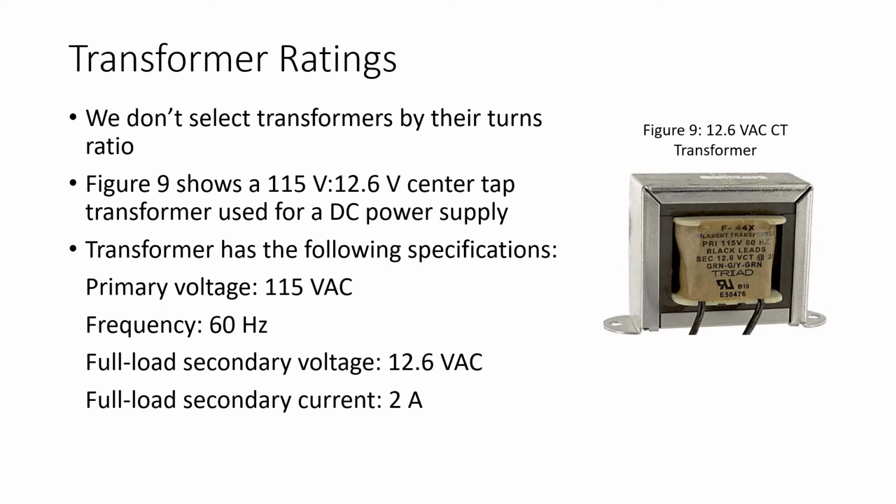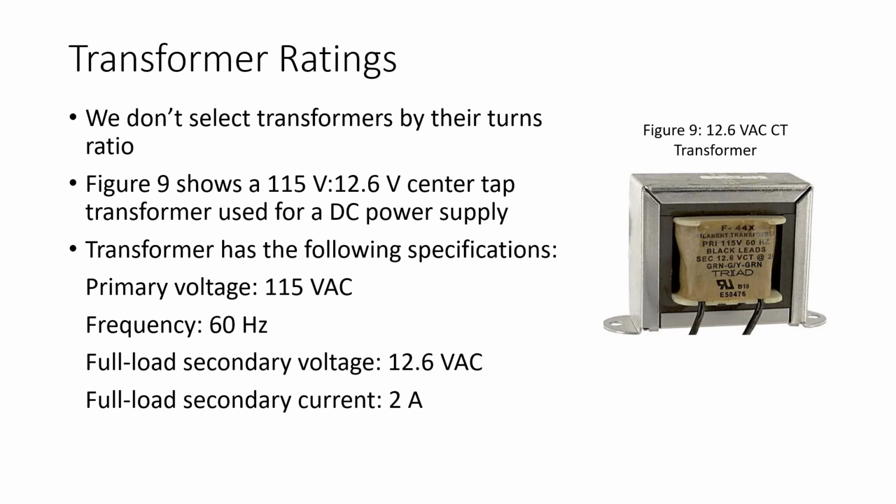And we certainly couldn't use this in a system that had an operating frequency of 400 Hertz. The magnetic system is designed to operate with a 60 Hertz source. The full load secondary voltage is 12.6 volts, and this is, again, when the secondary current is 2 amps. And the maximum amount of current that we can deliver at the secondary is 2 amps.